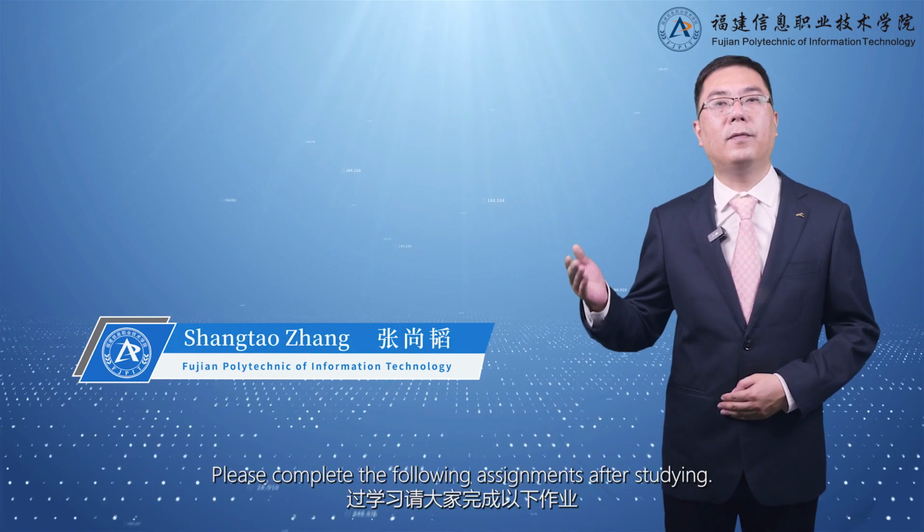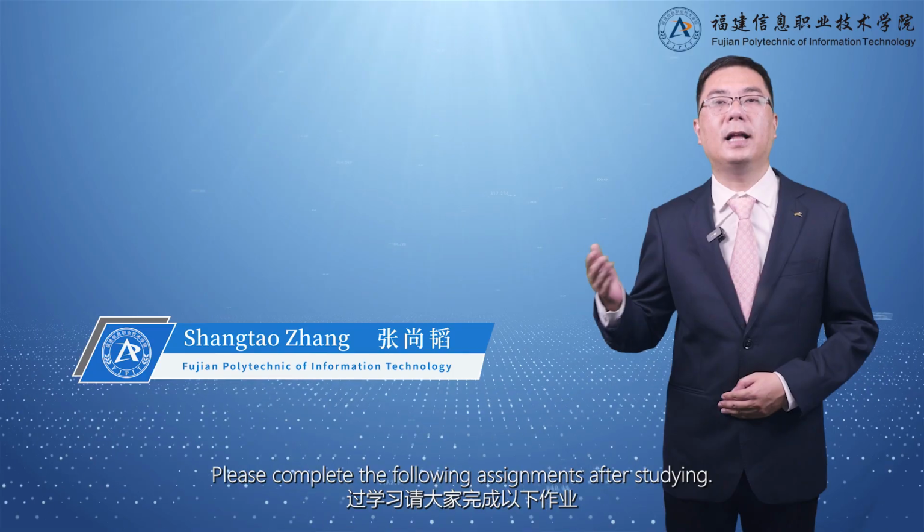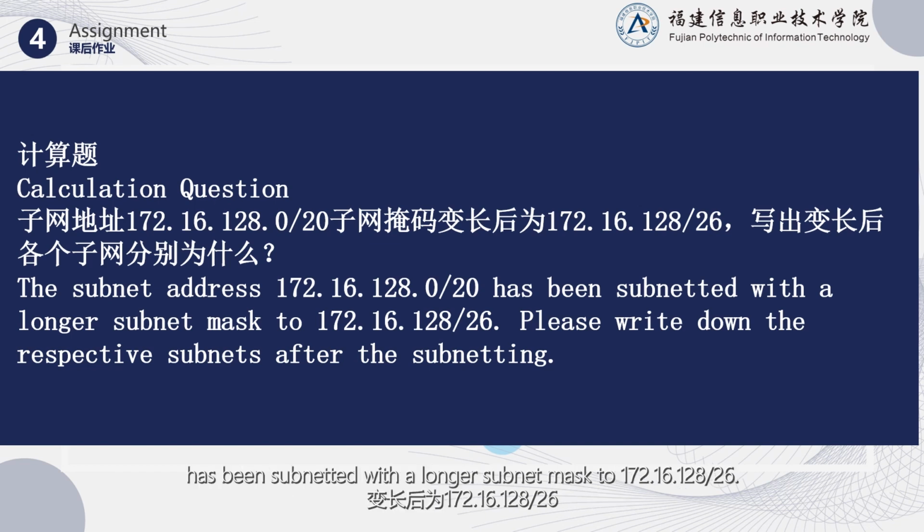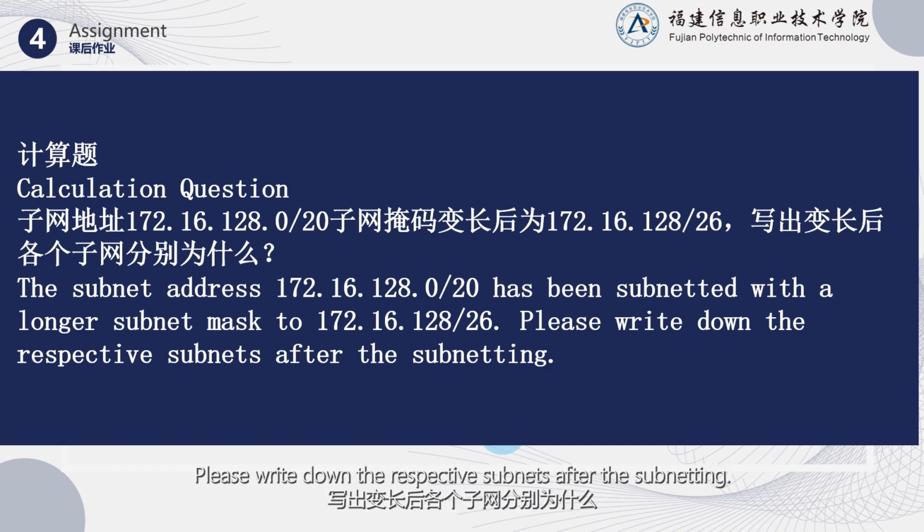Please complete the following assignments after studying. Calculation question: the subnet address 172.16.128.0/20 has been subnetted with a longer subnet mask to 172.16.128.0/26. Please write down the respective subnets after the subnetting.